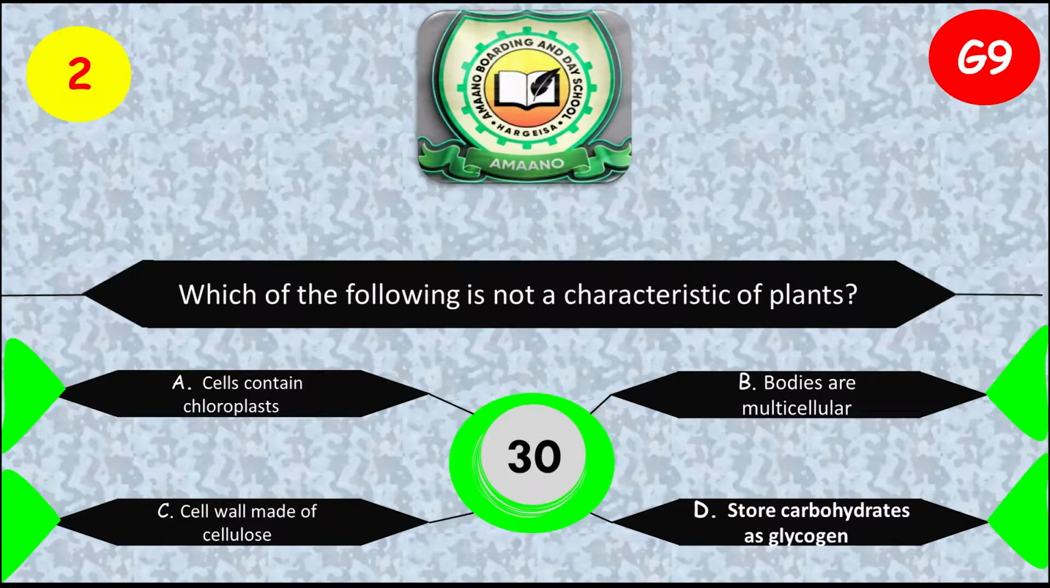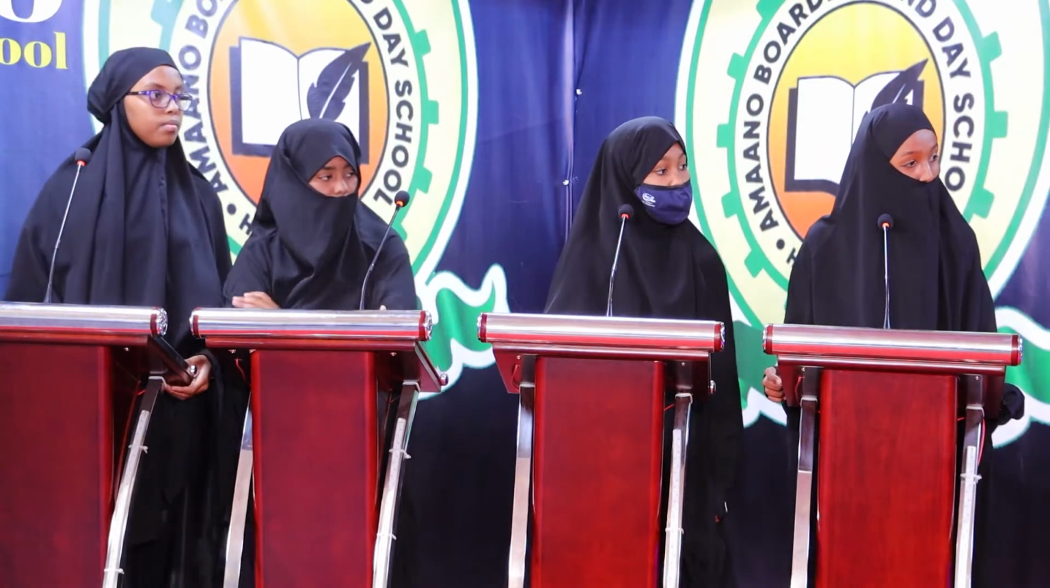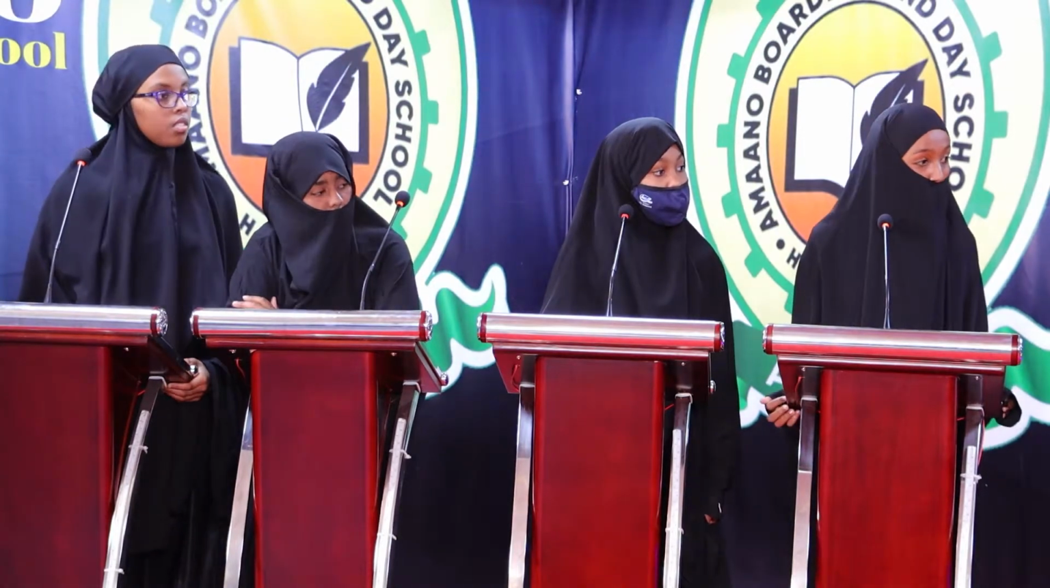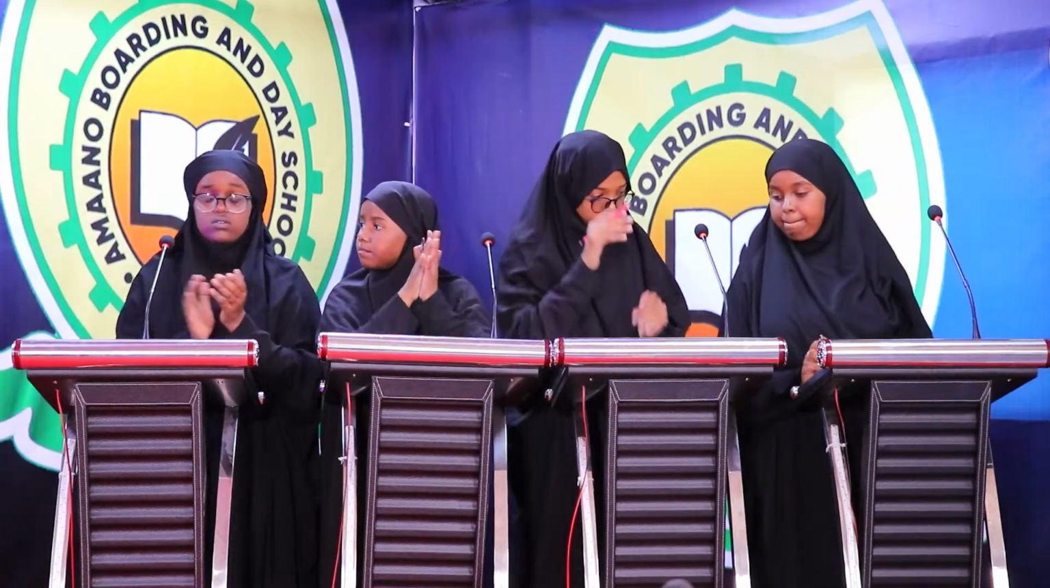Which of the following is not a characteristic of plants? Cells contain chloroplast, bodies are multicellular, cell walls made of cellulose, store carbohydrates as glycogen. Yes? D. B or D? D. D. That's correct.